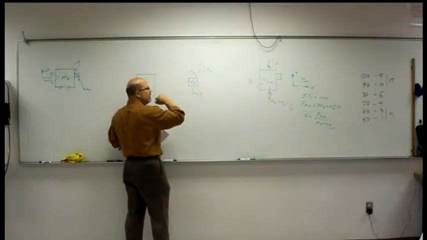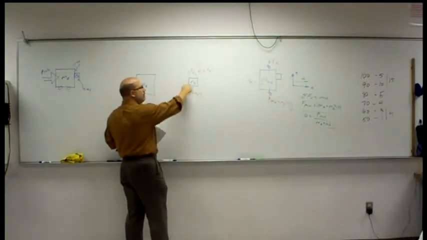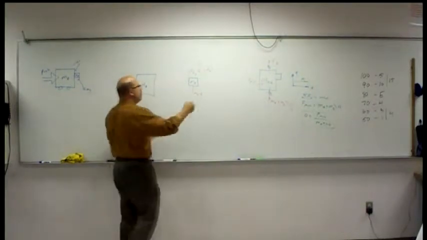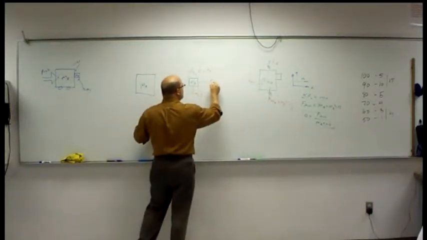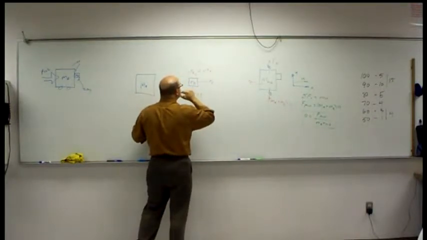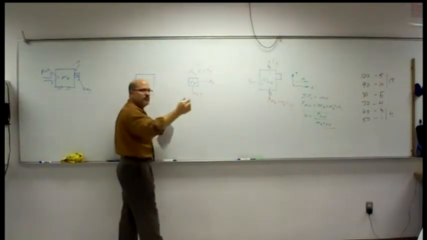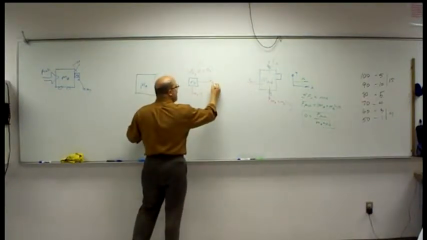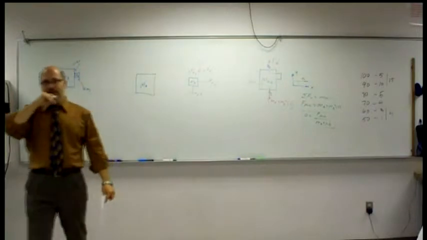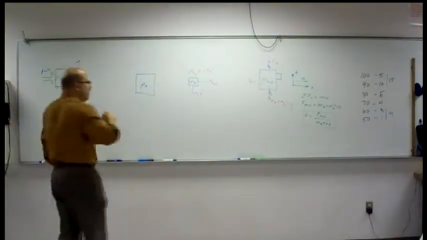All right. What else we got? Weight. We got weight. We got friction. What else? Normal. Which way's normal? To the right. Normal's to the right. I'm going to call it force normal, force of A on B.